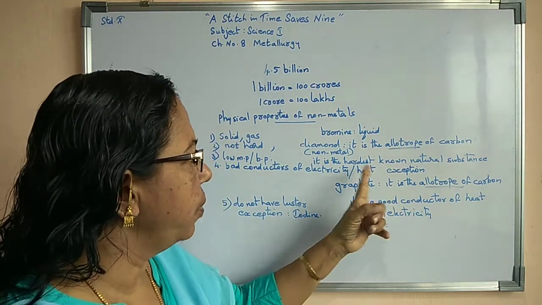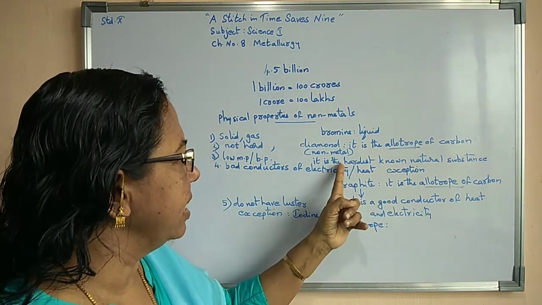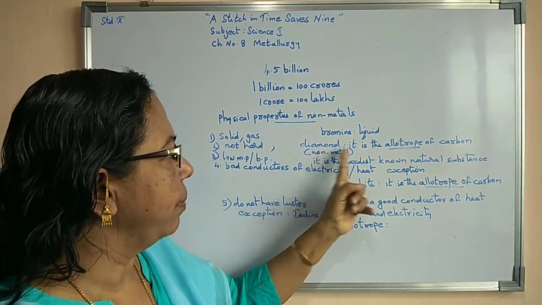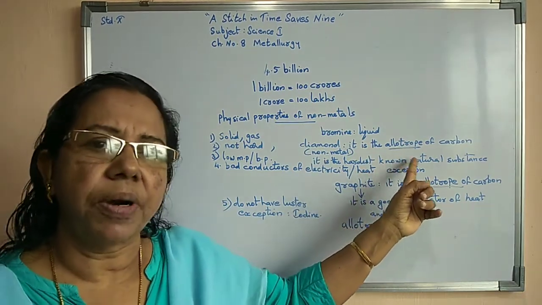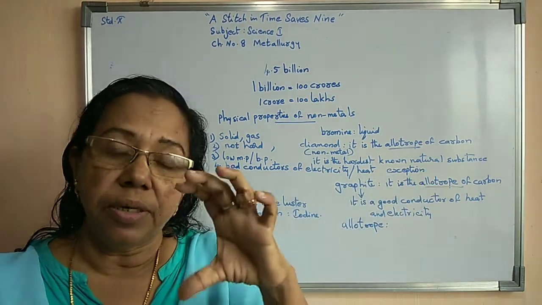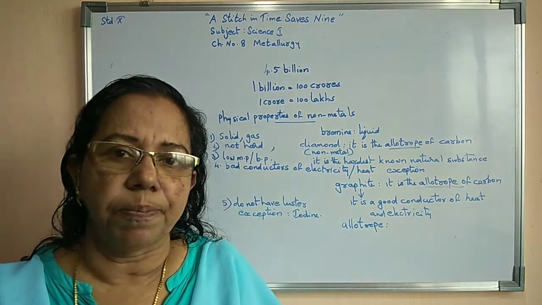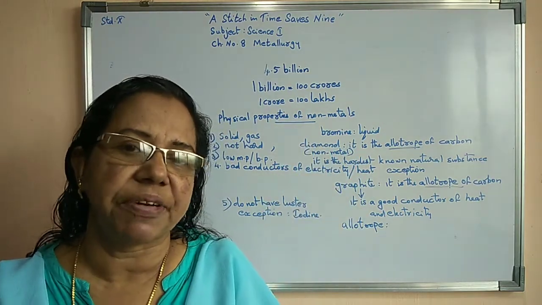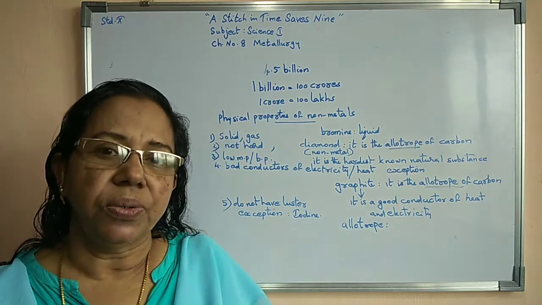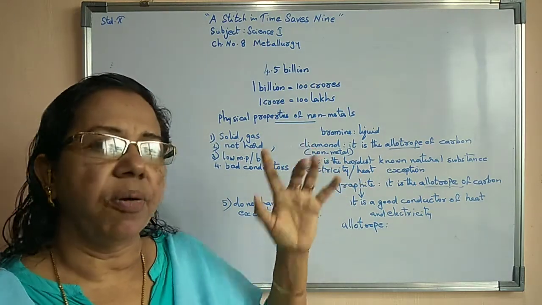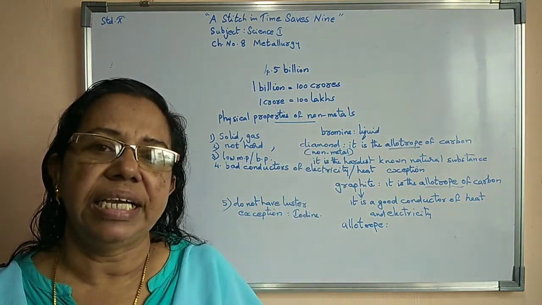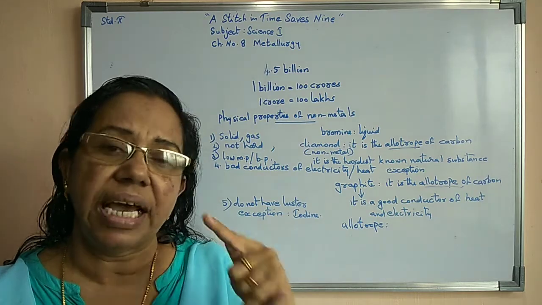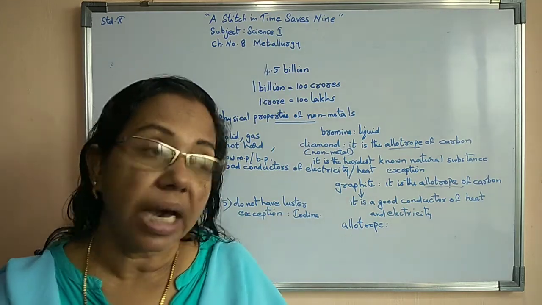Now we study two examples. The first is diamond. It is an allotrope of carbon. Normally carbon has a black color, but diamond has such a beautiful, pretty color. Even though it is a form of carbon, so we say it is an allotrope. This diamond is the allotrope of carbon.